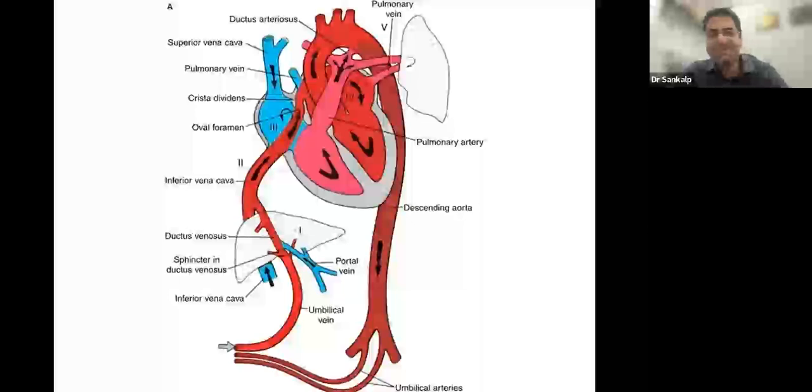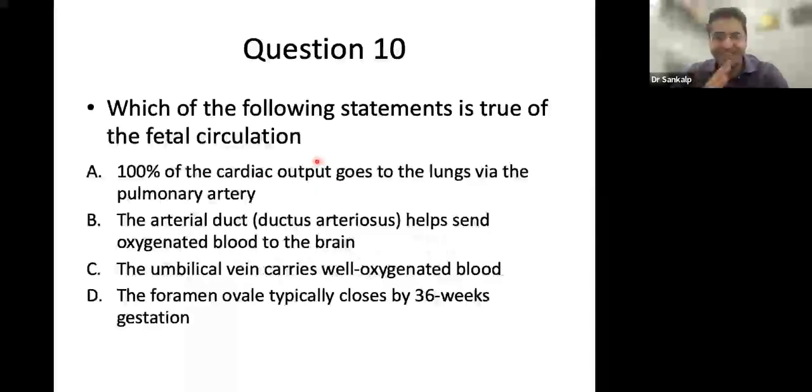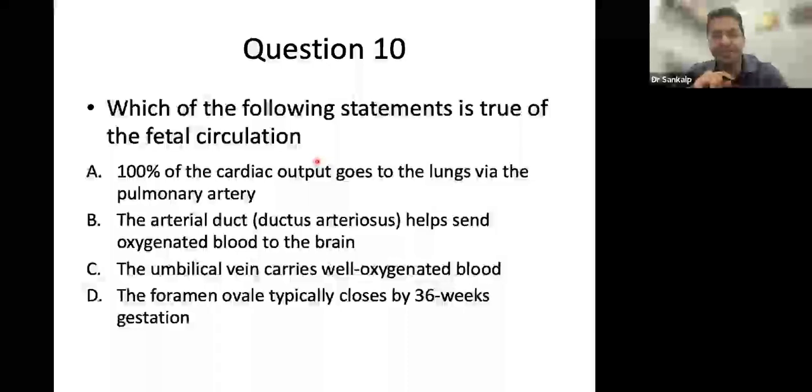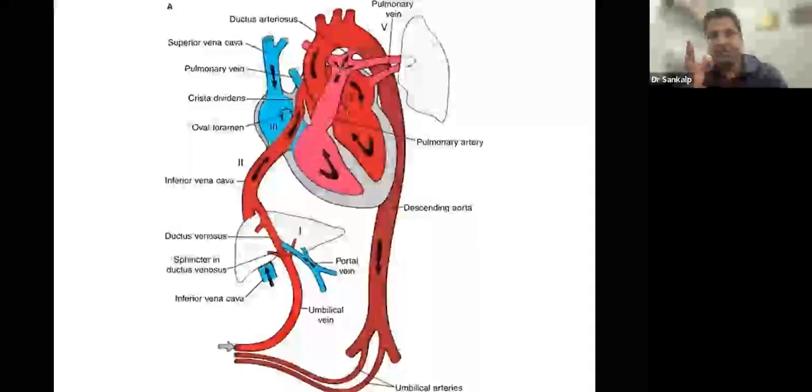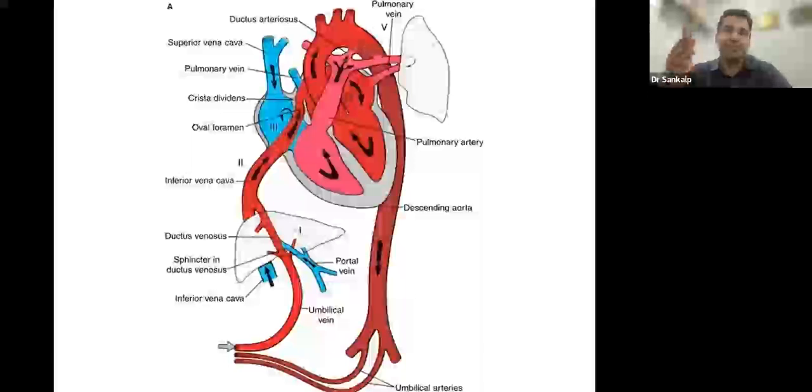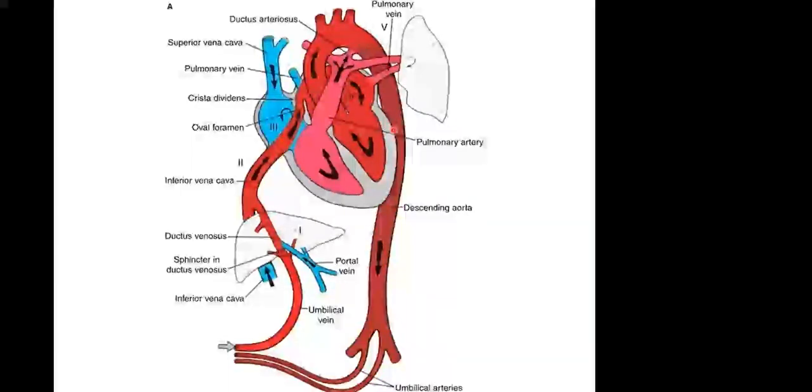Next, the ductus arteriosus helps send oxygenated blood to the brain. This is also false, because the ductus helps the blood transfer from the right pulmonary artery to the aorta, right? It causes a right to left shunt, right?